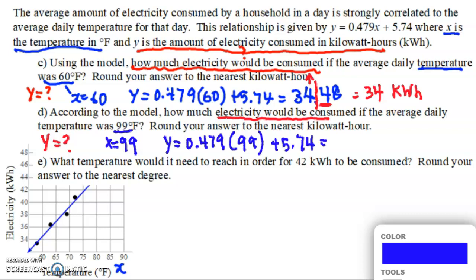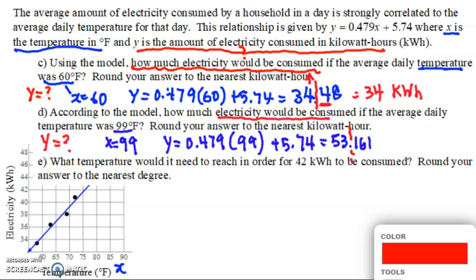So you're using the equation because the computer has already done that for us. Okay, and when I use the calculator, I get 53.161. And again, it says to round the answer to the nearest kilowatt hour. That means we do not want any decimal places. That means right at the decimal place, we are going to cut it off.